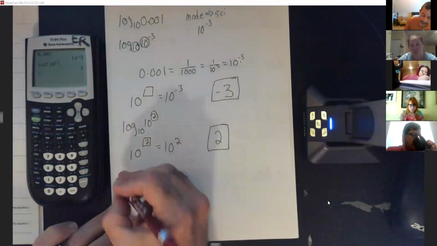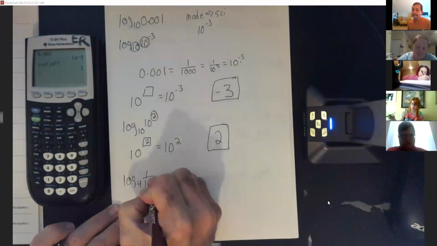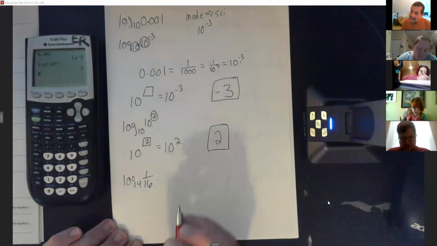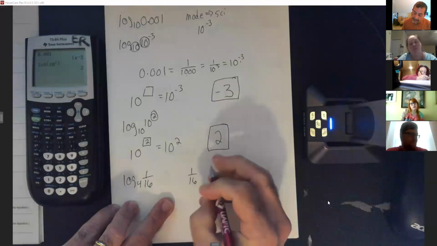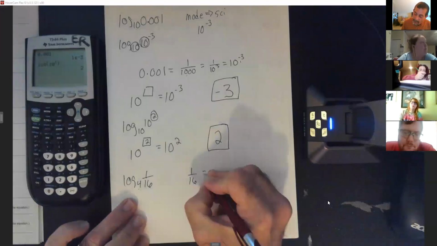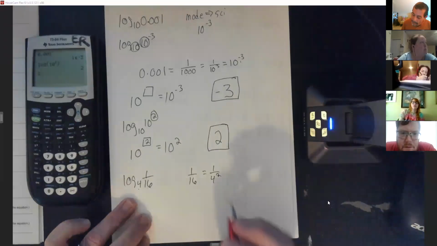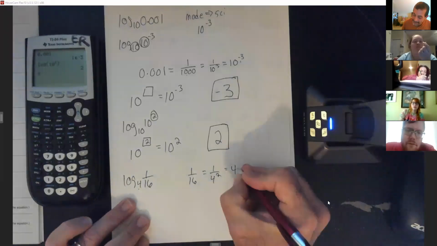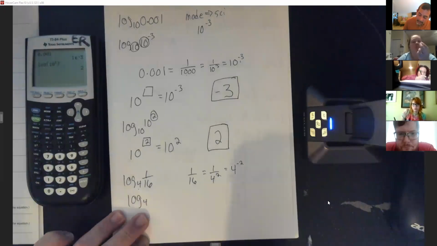How about log base 4 of 1 over 16? Now the calculator spit that out quick. But you remember what I did to that decimal a while ago? I can do that with this 1 over 16. Since that's a base 4, I can make that 1 over 4 squared. Now to bring that 4 up, that 2 is going to become negative. So this becomes log base 4 of 4 to the negative second.